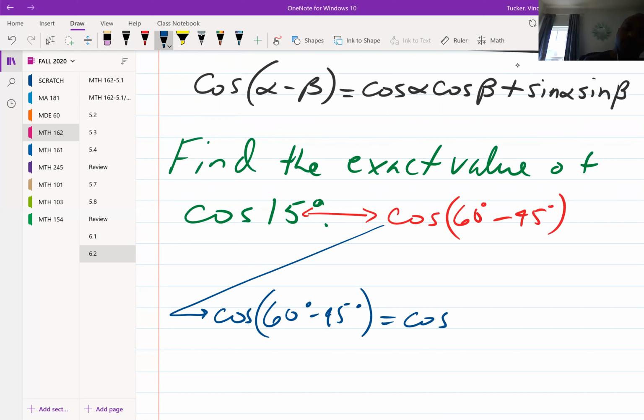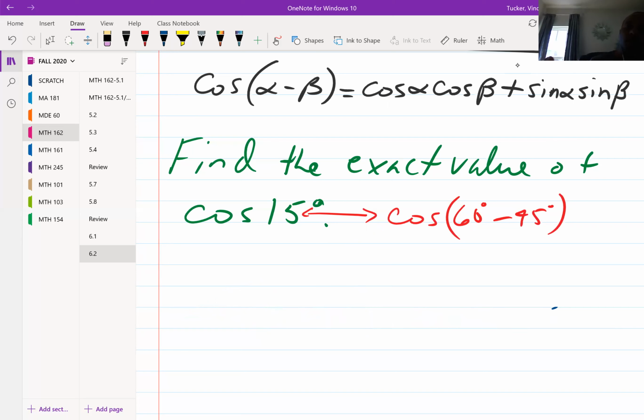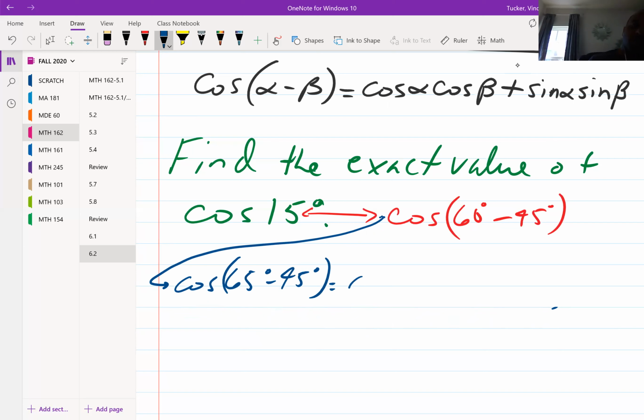So we're looking at cosine of 60 degrees, cosine 45 degrees. I just wanted to give myself more room, that's all. So that's cosine 60 degrees, cosine 45 degrees, and that's plus sine of 60 degrees, sine of 45 degrees. All right.